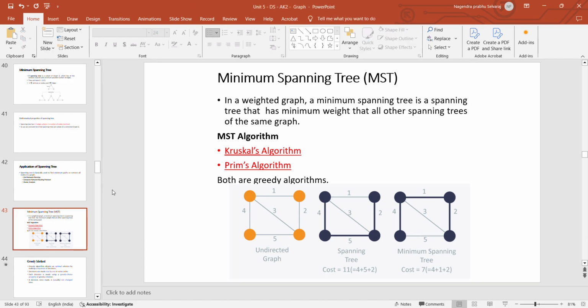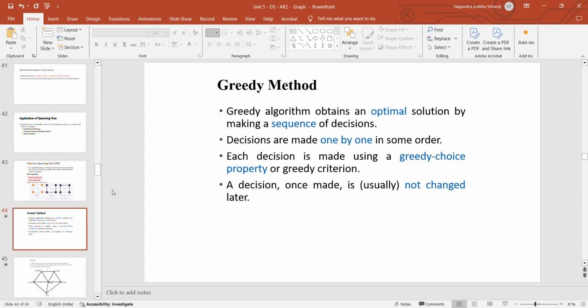Now this minimum spanning tree follows the greedy method. We know the concept of greedy. A greedy algorithm obtains an optimal solution by making a sequence of decisions. These decisions are made one by one in some order. And one more thing, once a decision is chosen, it never changes. We can't change it again. In the same manner we are following.